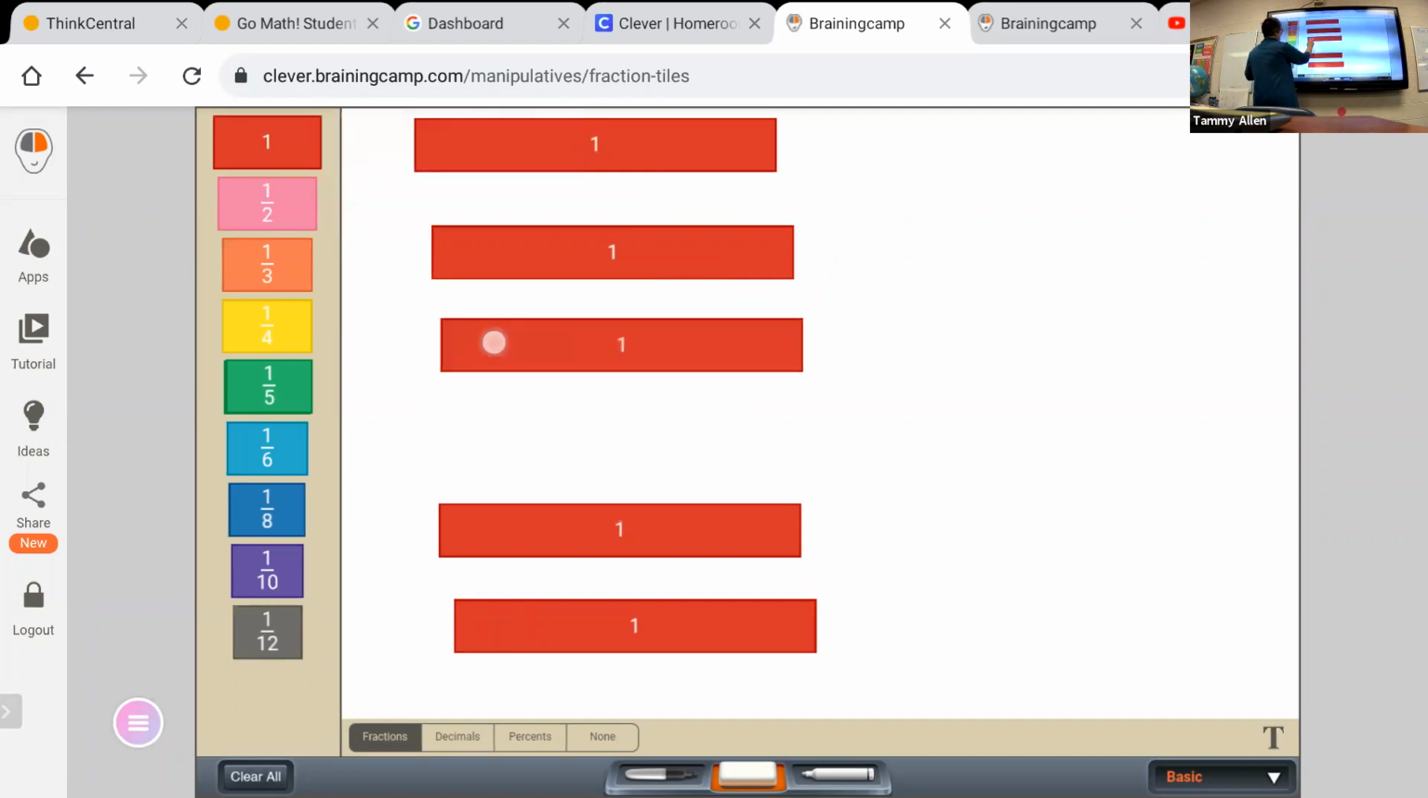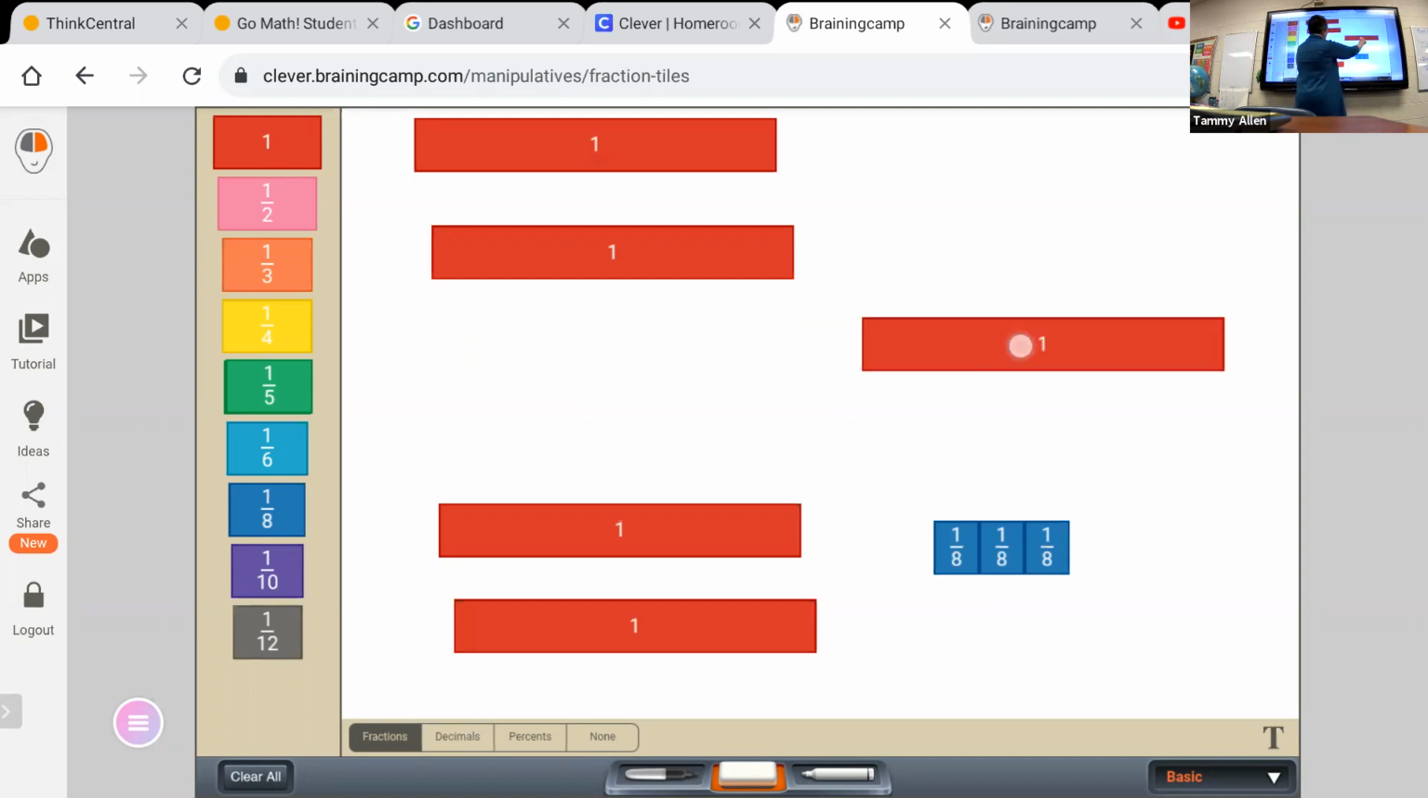And let's do 3 minus 2 and 3/8. Three-eighths needs to come away from something, right? So I need to trade this in for what? Eighths. How many eighths? 4. If I only did 4, I don't have it all, right?